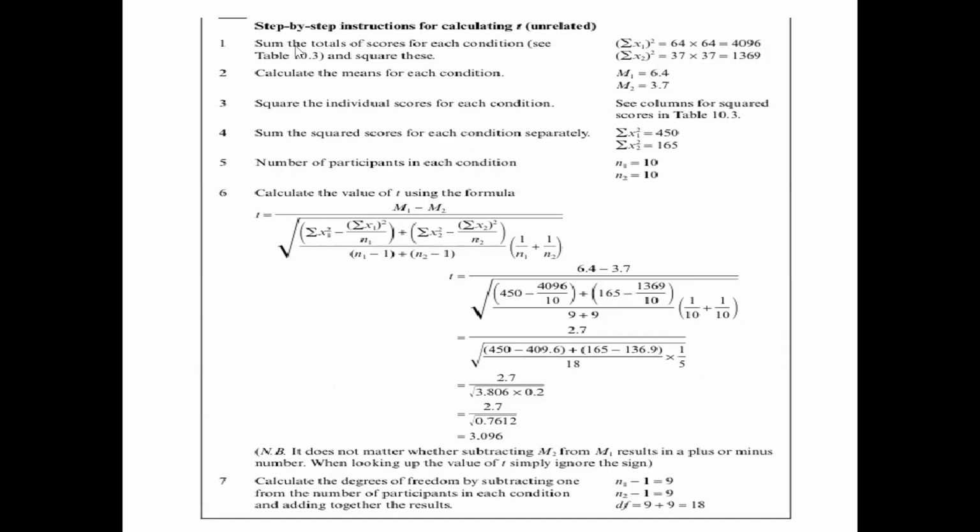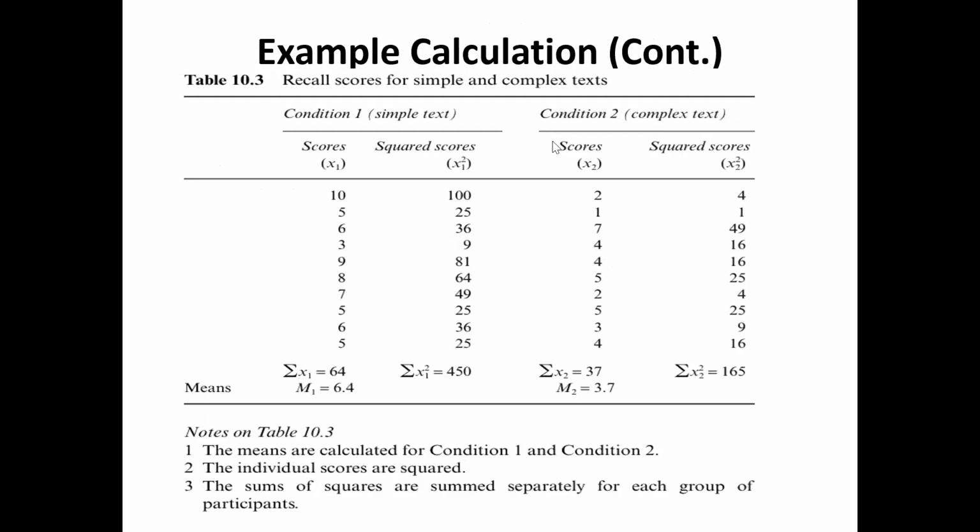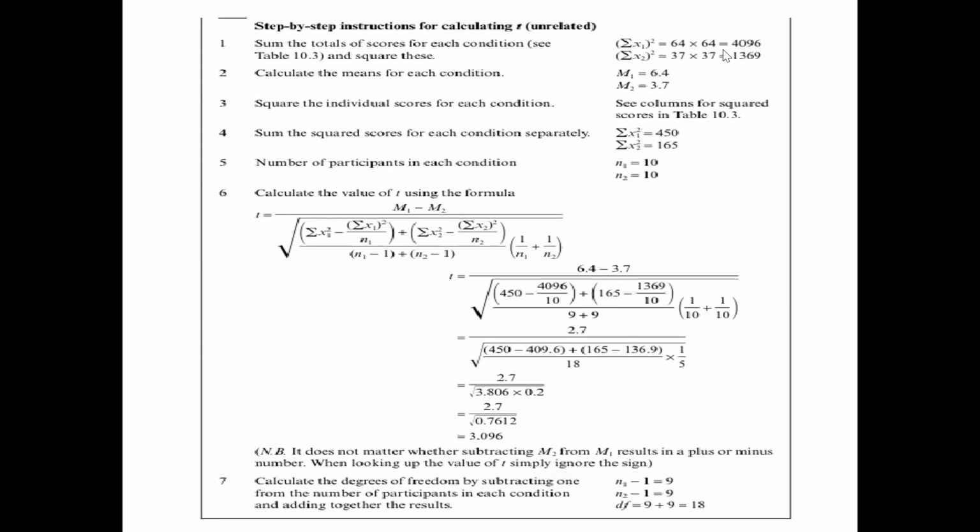The next step-by-step calculation, we have done some of the work previously. So we have summed the total of scores for each condition as seen in the table. You see there summation x1 square. We've done that. Then summation x2 square. You can easily get that because we have summation x1 square. You multiply them and summation x2 square. So that's what was done to obtain these results here.